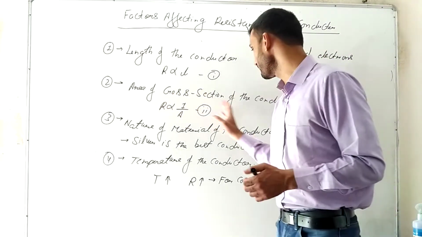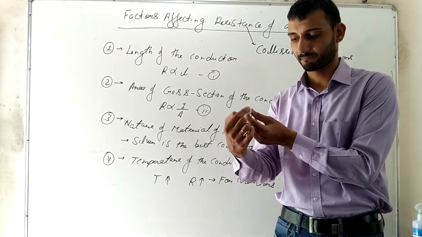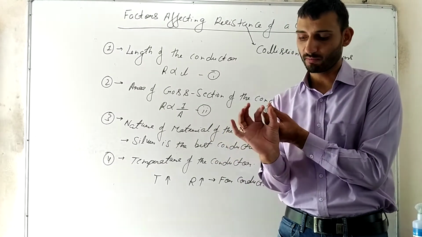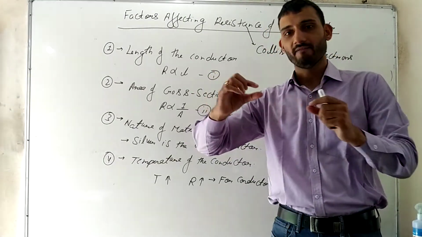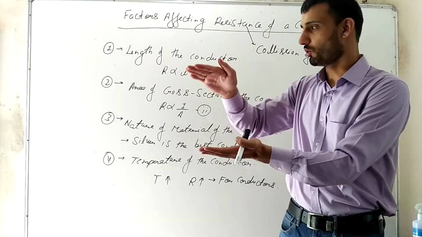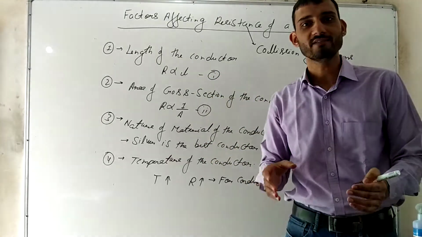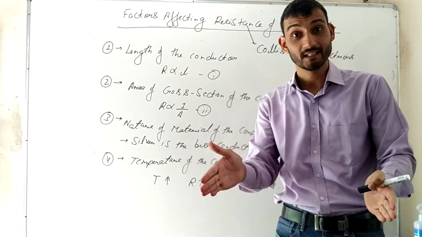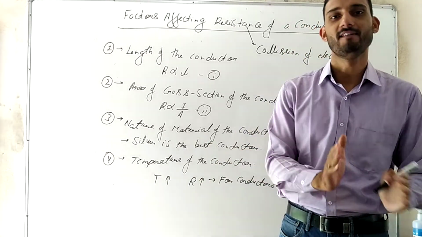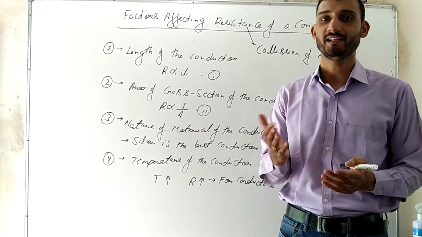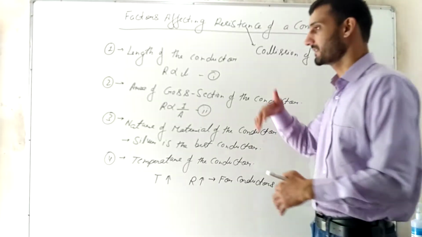Now second, area of cross section of the conductor. The area of cross section of the conductor is this part. It tells you how thick or thin a conductor is. Now if you have a thick conductor, whose area of cross section is more, electrons will get more space to travel. If they are getting more space to travel, automatically they will collide less. So if they are colliding less, resistance will be less.